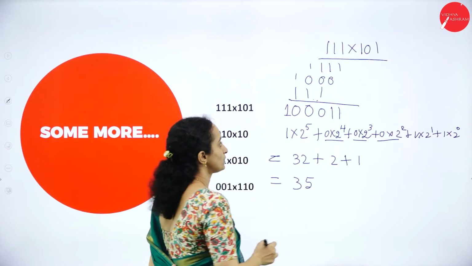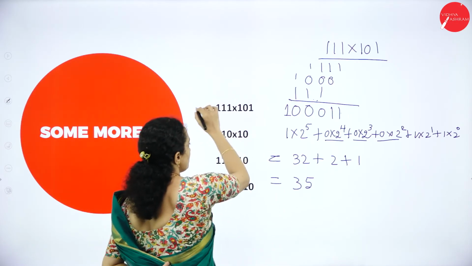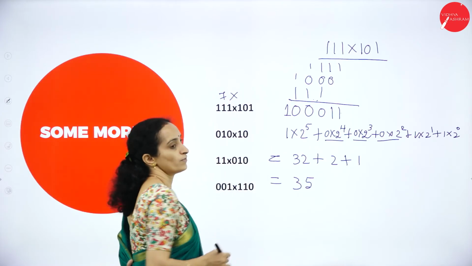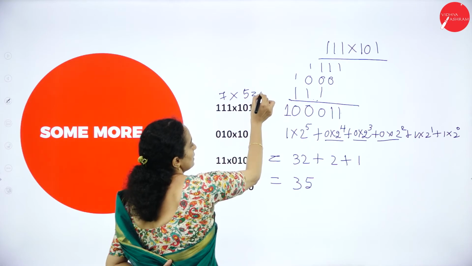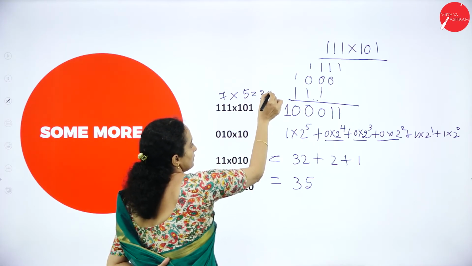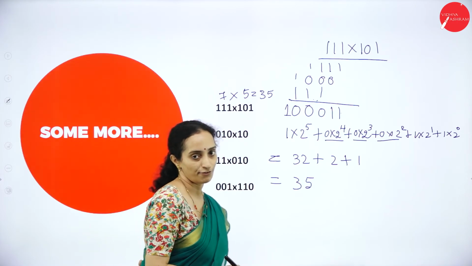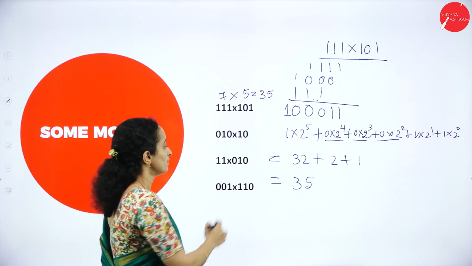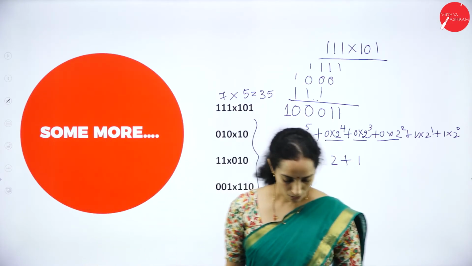When you check the result, 111 represents 7 and 101 represents 5. So it is the product of 7 and 5, which is 35. Okay, 7 into 5 is 35. You can check with other numbers also.